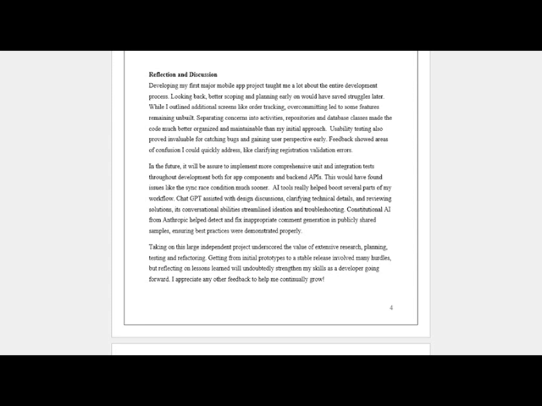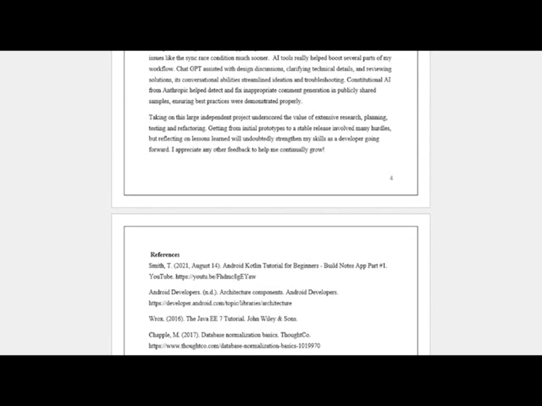In the future, it will be crucial to dedicate time to unit and integration testing for both app components and backend APIs in order to promptly resolve problems such as synchronization race conditions. The incorporation of AI tools was crucial in streamlining my workflow in a number of ways. AI was essential in spotting and fixing improper comment production in samples that were made available to the public, guaranteeing the best practices were followed.